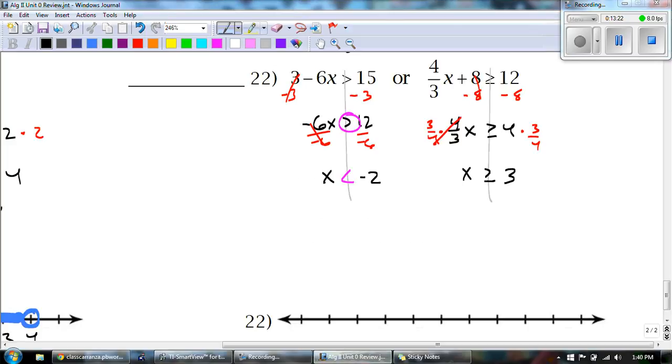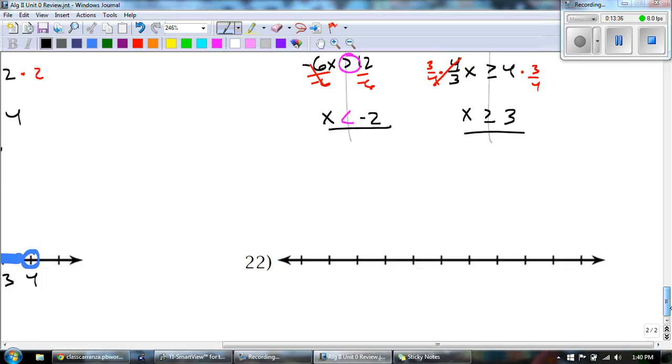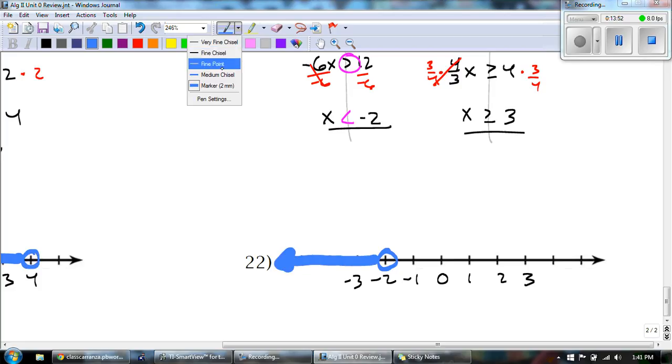Okay? And now when I'm looking at these two inequalities, I want to make sure they're in order from least to greatest, and they are. So x is less than -2, or x is greater than or equal to 3. So that's what I'm going to graph. 2, 3, -1, -2, -3. At -2, I am open, and I'm going to shade everything to the left. At 3, I am closed, and then I'm going to shade everything to the right.